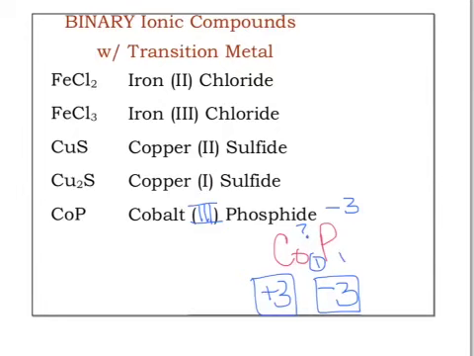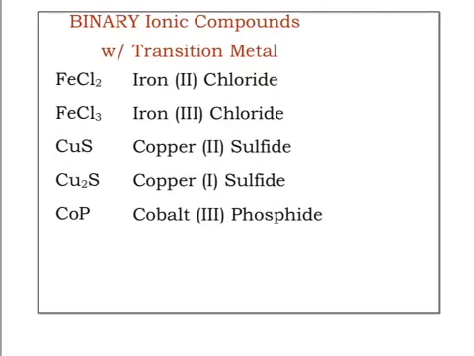Good job. So keep in mind, if we have a transition element, we're going to go ahead and name the transition element. We're going to go ahead and name the anion. We're going to change that ending to -ide if this is binary. But then we have to leave space for that Roman numeral, and that Roman numeral we can only figure out by breaking it down by charge.